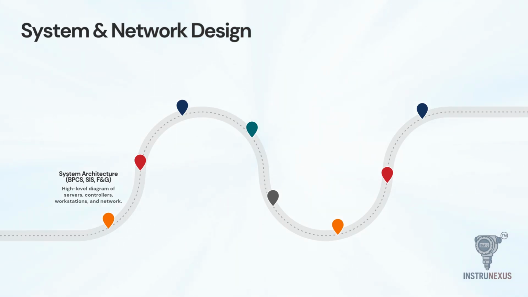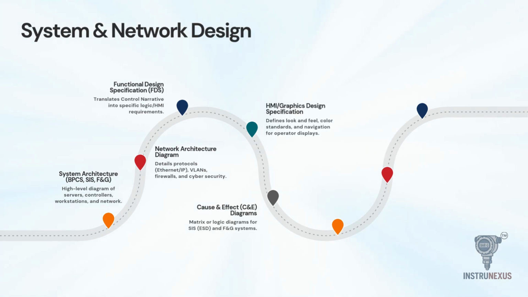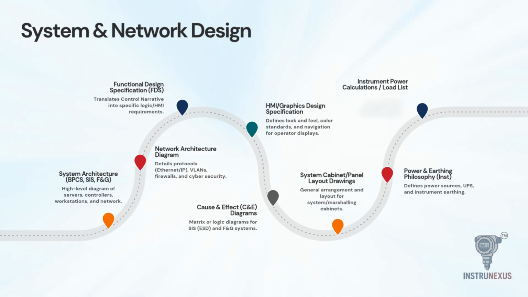This is supported by the network architecture diagram, which details protocols like Ethernet IP, VLANs, firewalls, and cybersecurity measures. To tell the programmers what to build, we issue the Functional Design Specification, FDS, which translates the control narrative into specific logic requirements. We also define the look of the screens via the HMI Graphics Design Specification. Physically, we produce system cabinet layout drawings and power and earthing philosophies to ensure the systems are powered and grounded correctly. Design is useless if you can't build it.